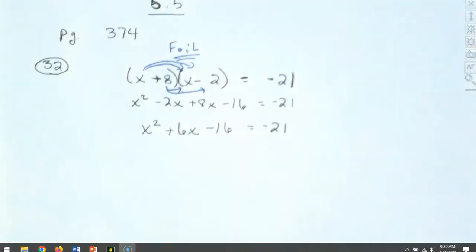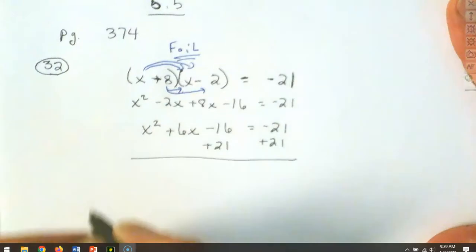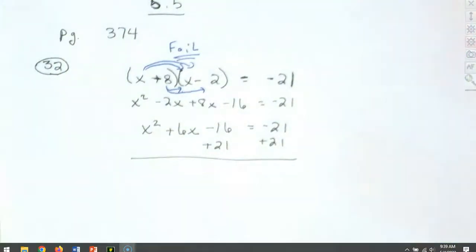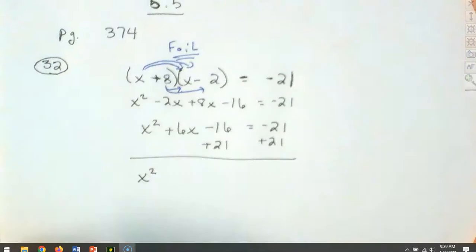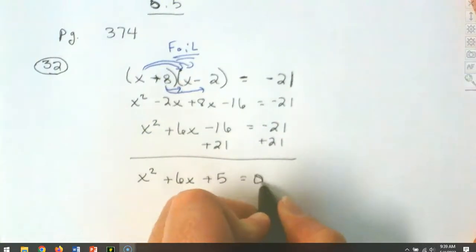Now we should know what to do. So if you have parentheses and it's not set to 0, you've got to get rid of the parentheses. Then you get to this step. So we did that by FOILing, and now we should know what to do. We've done a lot of these before, right? What do we need to do? We need to set this equal now to what? 0. So we're going to go ahead now and add that 21 on, and we're going to have to then refactor it. That gives you then an x squared plus 6x plus 5, and that equals now 0.